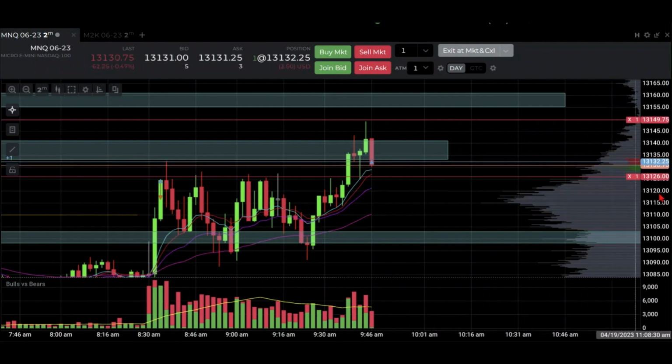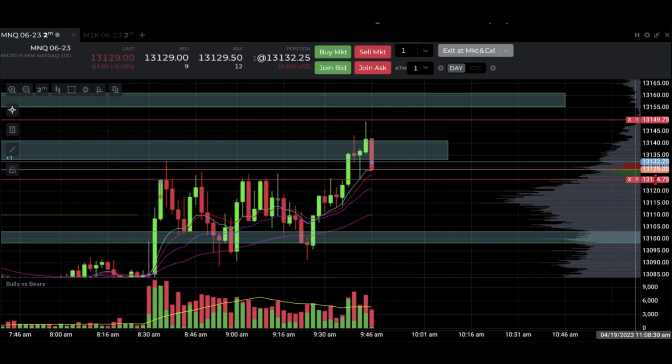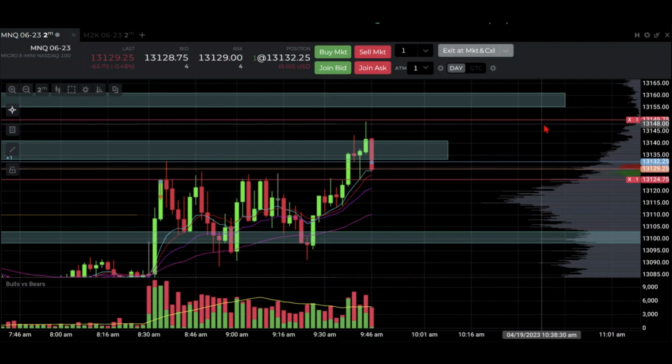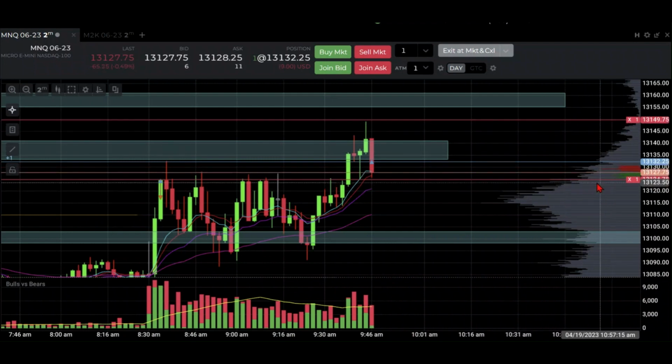So here we went long. I went long here. I was looking for a bounce off the EMA and the VWAP. We're on the 2-minute chart.